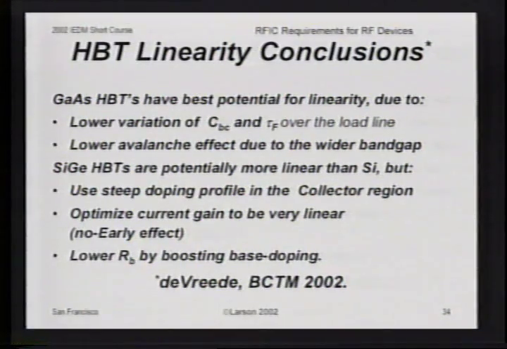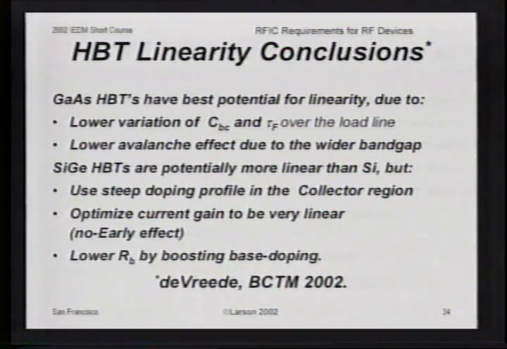So basically, from a linearity perspective, and remember we started off talking about noise and then we switched to linearity, the gallium arsenide HBT has the best potential for linearity, and that's why it's, from a commercial perspective, the most dominant device. But of course, there are cost issues. So if we examine silicon germanium devices, they're potentially more linear than silicon. But there are some things that you can do to improve the linearity of these devices.